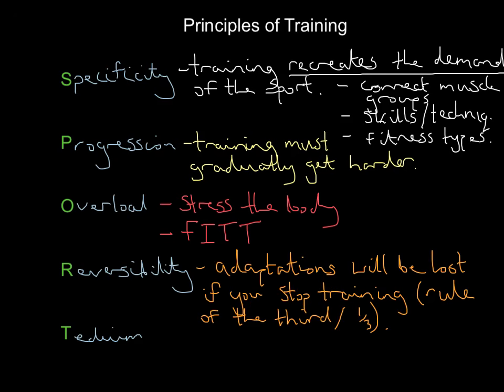So penultimately, reversibility. Again, not much you can say about it, a bit like progression. Reversibility is you will lose all the fitness that you've built up if you stop training for a period of time. So adaptations will be lost if you stop training. We sometimes call it the rule of the third. If you train for 3 months and then stop training for a month, you will lose all those adaptations. So you unfortunately lose the adaptations in a third of the time it took you to build them up, which isn't great, but that's just the way we're built.